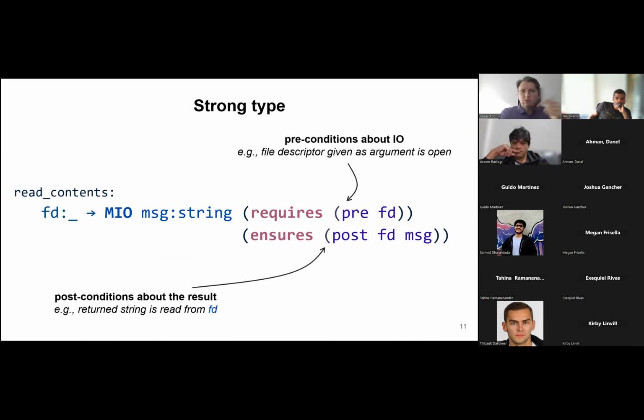We can also give the type of read contents a post condition that the result must be read from the file descriptor given as argument. I mean, this is expected from a function called read contents. It should return the contents of a file. And we also have the option to give it a post condition that describes the IO behavior, which in our case is that it doesn't open the password file. And this post condition will be enough to verify our program.